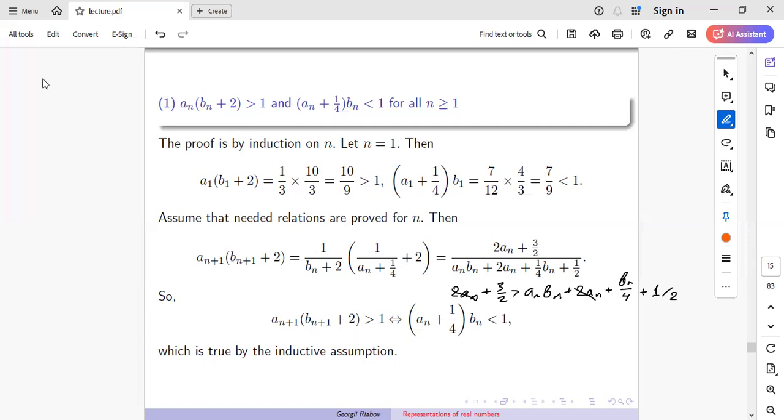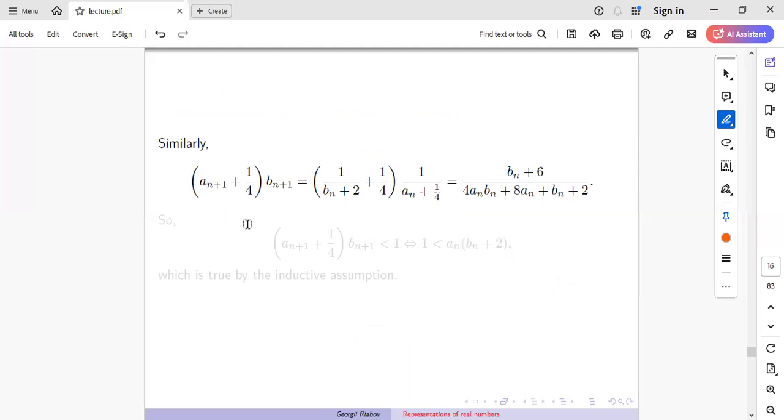But this holds by induction. And in the same way, (A_{n+1} plus 1 over 4) times B_{n+1} equals 1 over (B_n plus 2) plus 1 over 4, times 1 over (A_n plus 1 over 4). Okay, this is equal to B_n plus 6 divided by this expression.